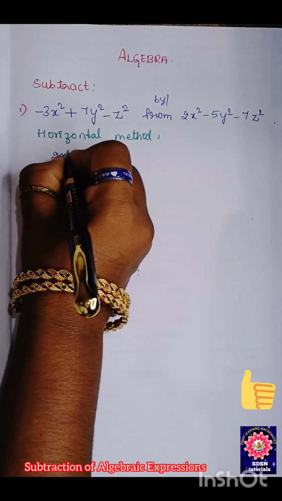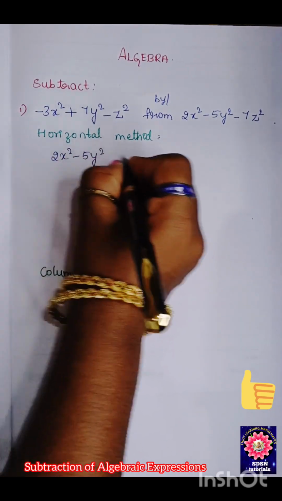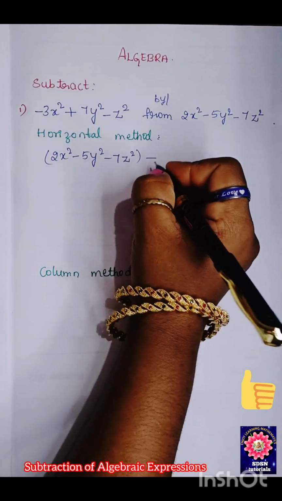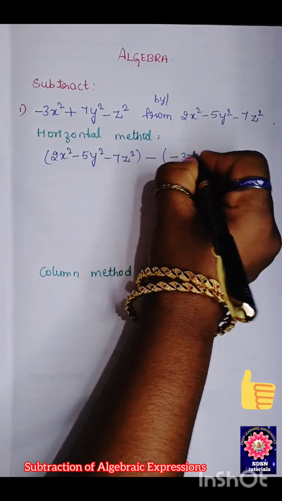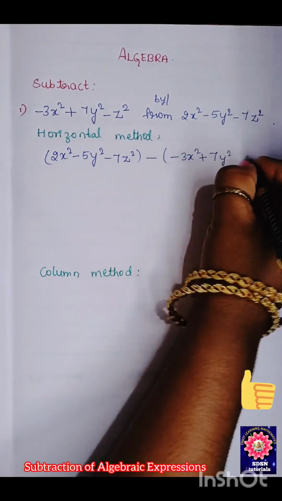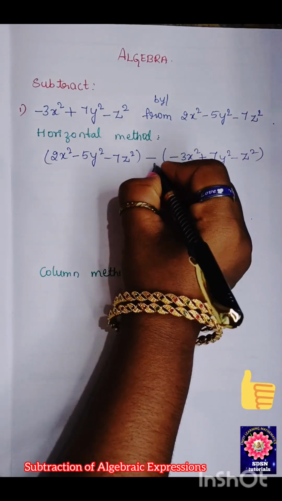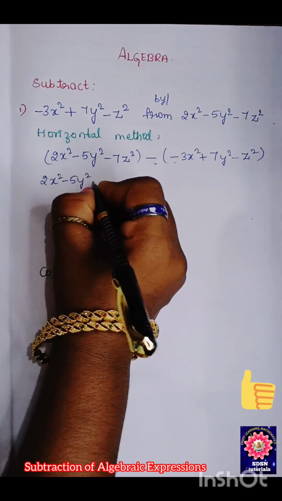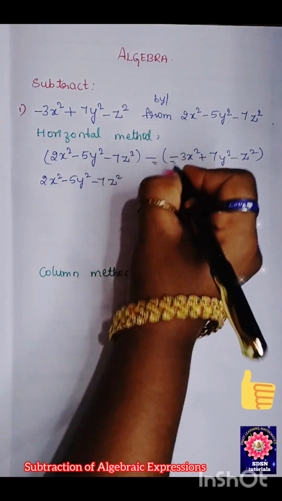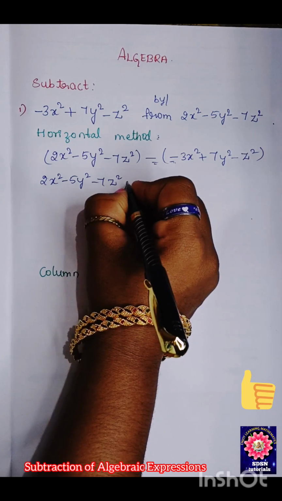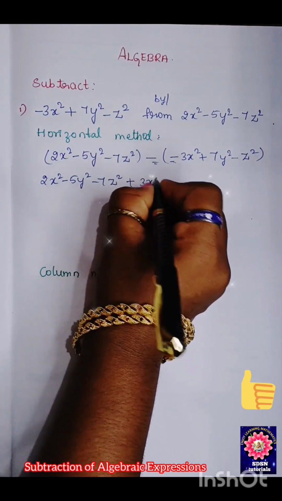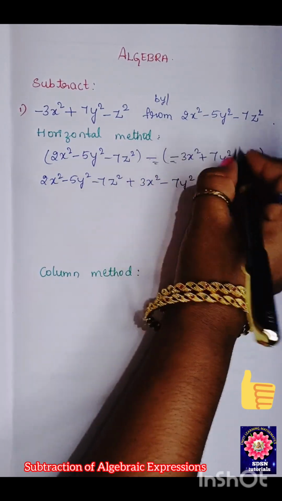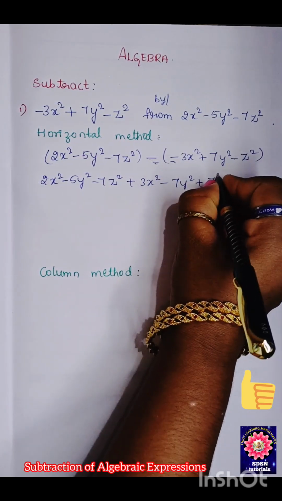2x square minus 5y square minus 7z square minus of minus 3x square plus 7y square minus z square. First we'll remove the bracket here. 2x square minus 5y square minus 7z square. Minus into minus is plus 3x square, minus into plus is minus 7y square, minus into minus is plus z square.